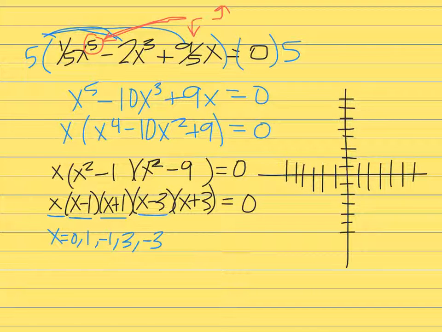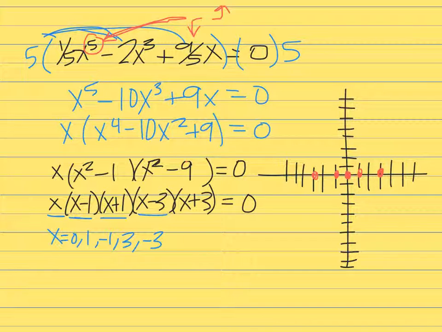If I just wanted a general shape, notice that all of those zeros only happen once. There's no squareds on them or cubes on them or anything like that. They all happen once, so that means that the function is going to go straight through them. I'm going to go ahead and graph my x-intercepts. So I had 0, negative 1, positive 1, negative 3, positive 3.